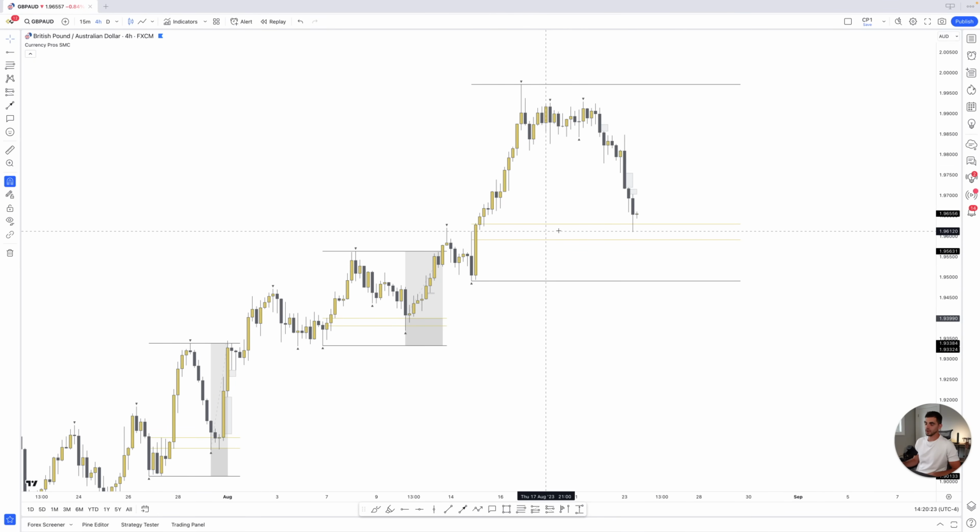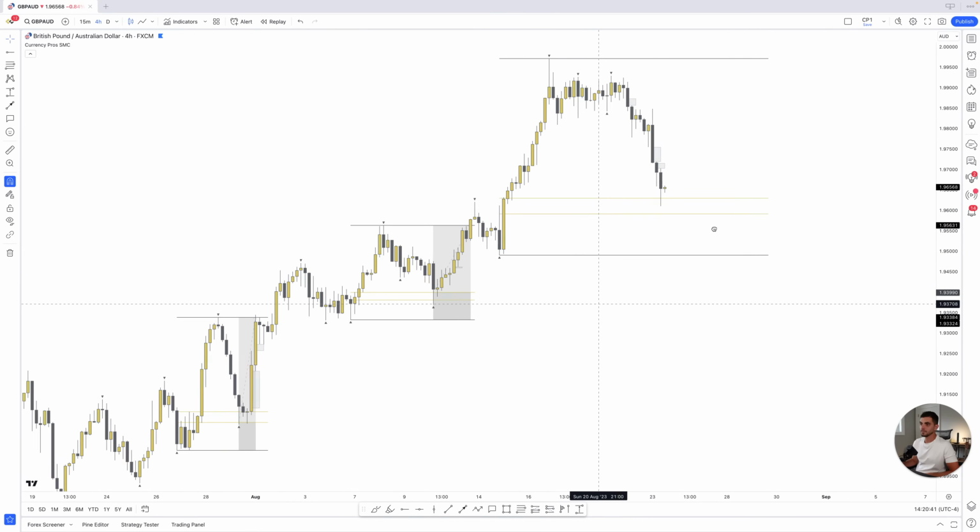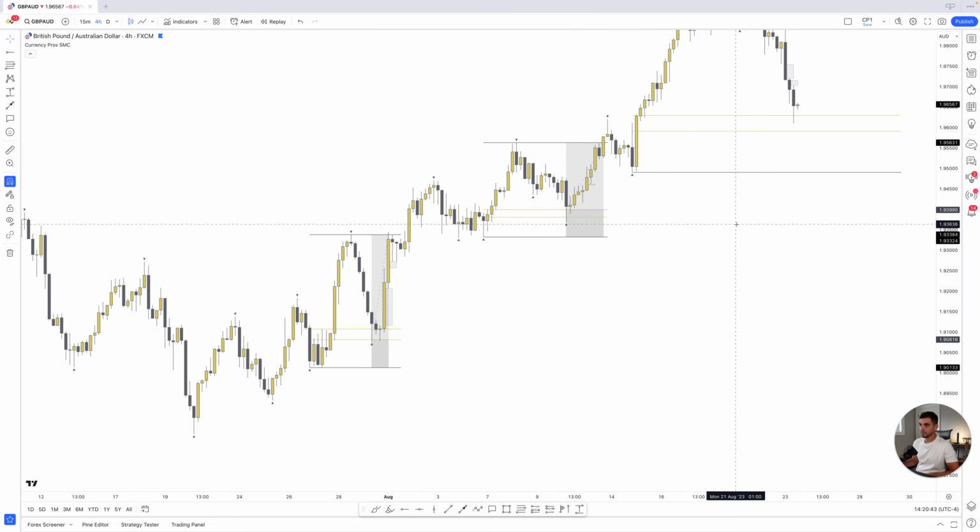This fits the strategy. However, I'm not taking this trade because the stop loss would be absolutely massive. The range right now is really big after this bullish movement. So the retracement back to the 71% level, it's just too much of a stop loss for me. I'd have like a 140 pip stop loss. That's definitely uncomfortable for me. So I'm staying away from this pair for a while.